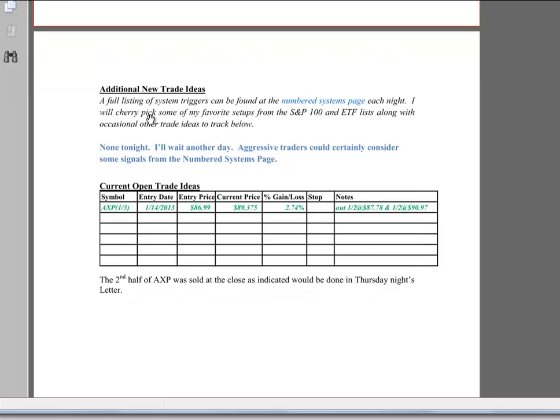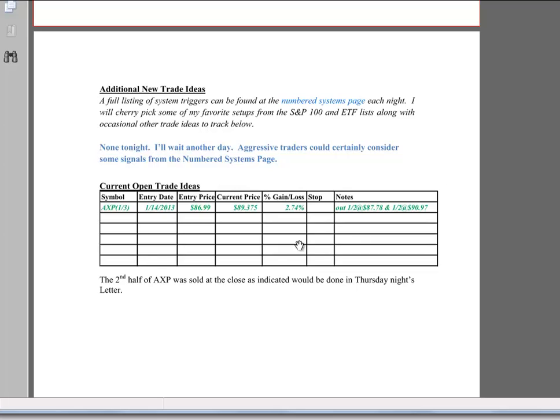Lastly, we come to the new trade ideas section. So I will frequently list trade ideas here, and I'll put in limit prices, or I'll say that I'm going to buy market on open or market on close, and then if they do get filled, I will track them, and they're tracked in this little table down here called current open trade ideas.